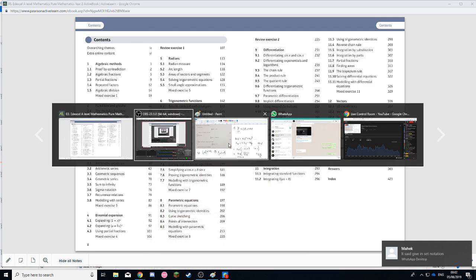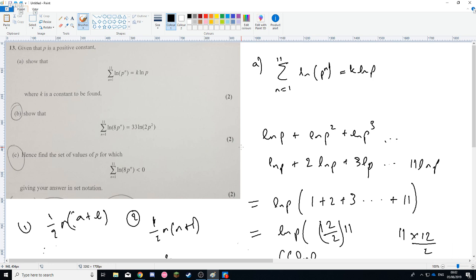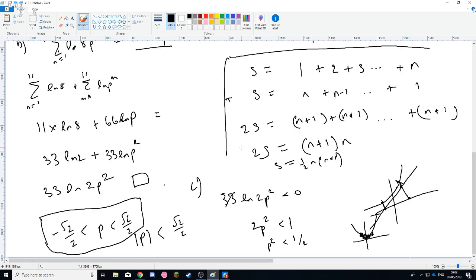Sorry, yeah, you're right. Set notation. Is that the probability sign? No. When I say P, I don't mean probability, I mean P as in this P. So set notation in this case is going to be, one second, let me just get rid of this.